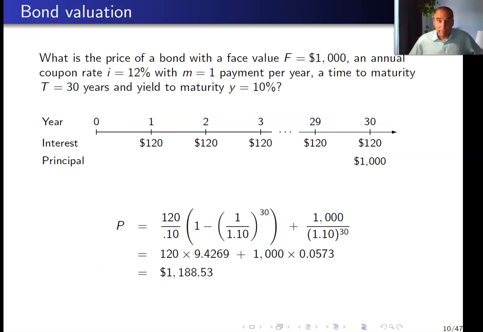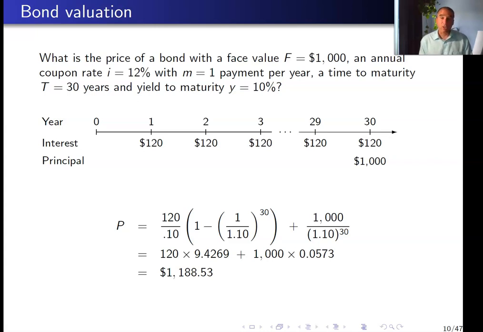What is the price of a bond making annual coupon payments of 12% over a face value of $1,000 with 1 payment per year, 30 years to maturity, and a yield to maturity of 10%? $1,188.53. So here, note that if the coupon rate is larger than the yield to maturity, then the bond price is larger than the face value. So here the bond price is $188.53 larger than $1,000. Why?